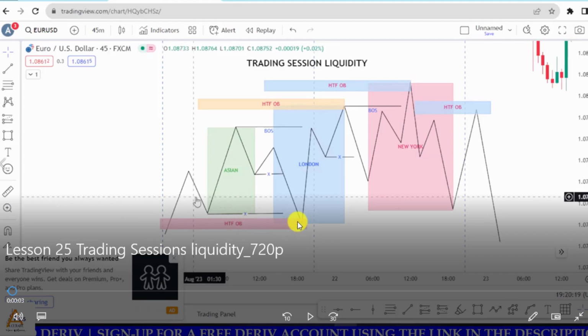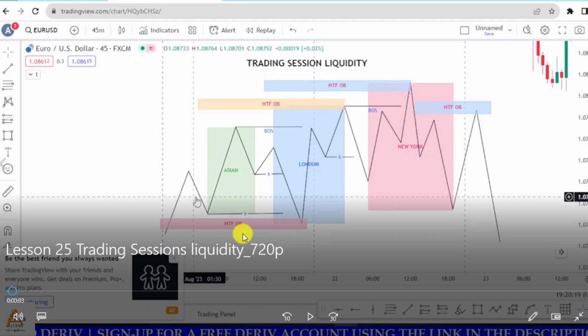If there's an option like that, then you probably want to locate it. Once you locate it, for instance, this one over here, HTF just stands for high time frame. OB means order block. So this is also a point of interest in the market.